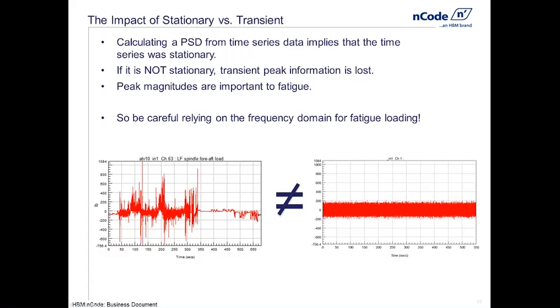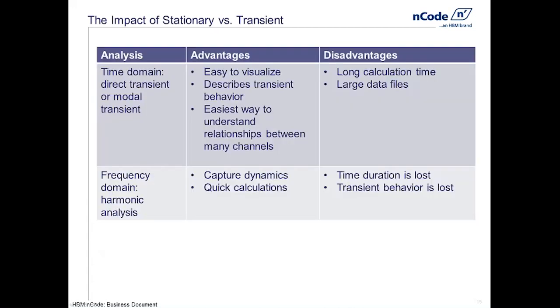All right, so I just said we could look at things in the time domain, we could look at things in the frequency domain. Just a quick comparison of the two. If we had infinite compute resources, we could do everything in the time domain. We could use a direct transient FEA. Or maybe if we didn't have infinite resources, a good kind of compromise here would be to use a modal transient. So both time domain approaches, either direct or modal.